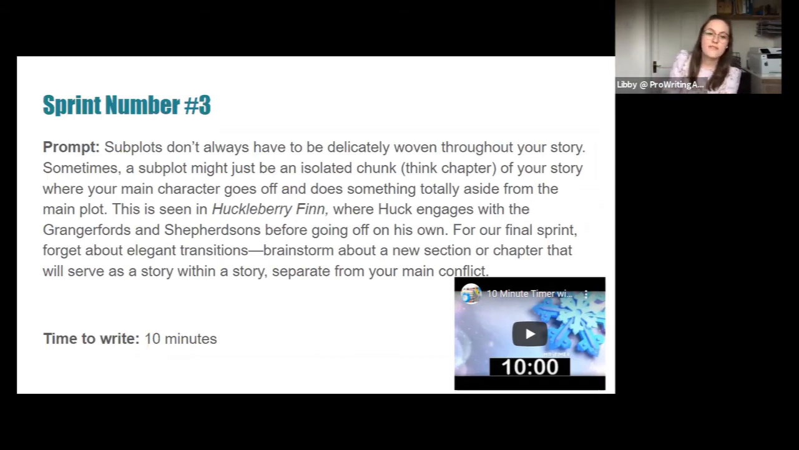This is seen in Huckleberry Finn, where Huck engages with the Grangerfords and the Shepherdsons before going off on his own. For our final sprint, forget about elegant transitions, brainstorm about a new section or chapter that will serve as a story within a story separate from your main conflict.